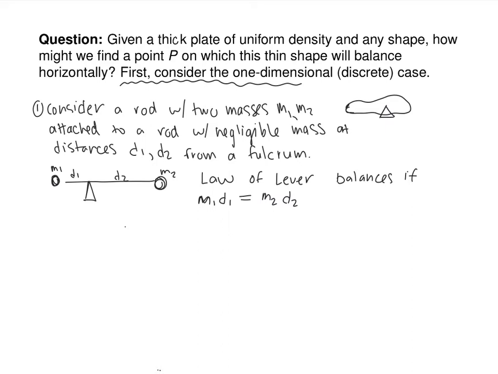So now what we're going to do is translate this into points lying on the x-axis. So suppose our rod lies on the x-axis. And we're going to call that fulcrum point the center of mass, and we're going to give it a name. We're going to call it x bar. So let x bar equal the center of mass.